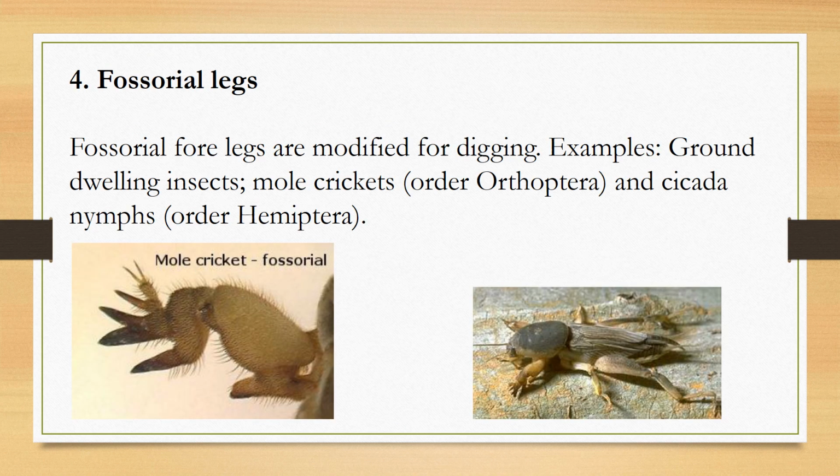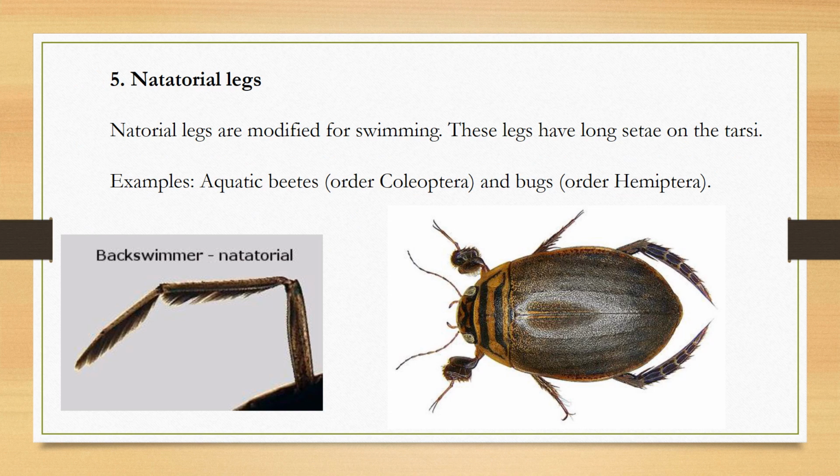The next one is the fossorial type. Here also the fore-legs are modified. They are shortened, actually the segments are shortened together, and they are called fossorial legs and used for digging. Ground-dwelling insects like mole crickets and various dung rollers also have such type of legs.